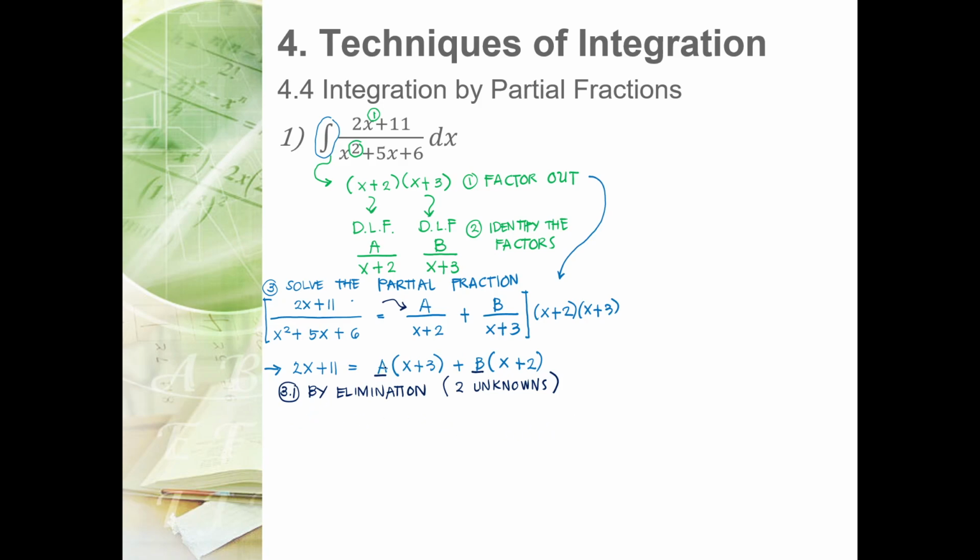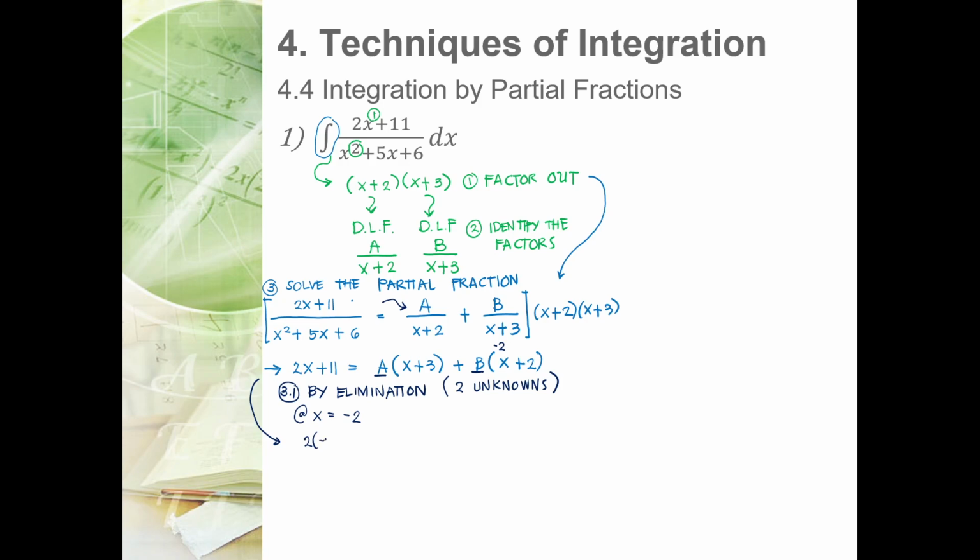So again, if you want to eliminate one variable, let's say a or b, you're going to let x be equal to something. So let's say we're going to eliminate b first. So at x is equal to negative 2, right? If this one is negative 2, you're going to cancel out b. Of course, if you let x be equal to something, it applies to all x variables in the equation.